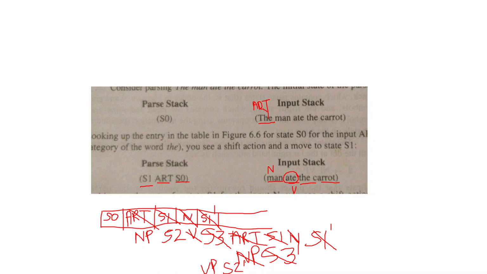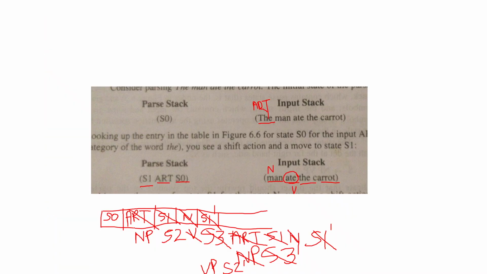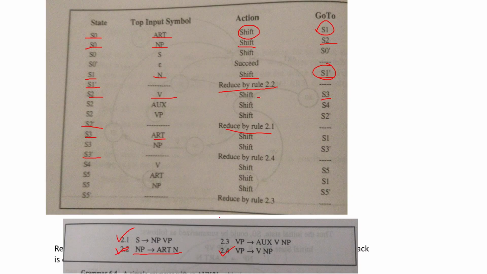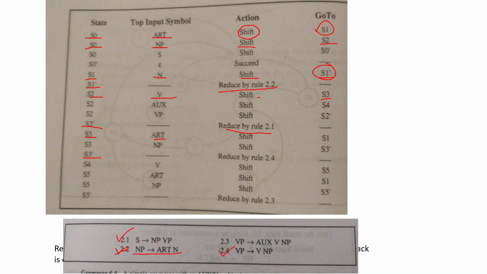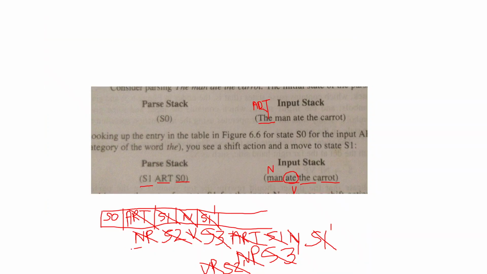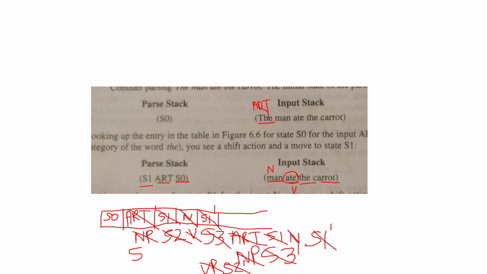Now S2 dash, what happens? Again you have to apply a reduction, reduce by 2.1. In 2.1, we have noun phrase and verb phrase on the right hand side which have to be popped. So this verb phrase as well as this noun phrase are popped and you replace it with the start symbol here. Now you have S naught and start symbol in the stack. In S naught, if you have a start symbol, you shift the start symbol onto the stack and go to S naught dash. So you will have S naught dash here.